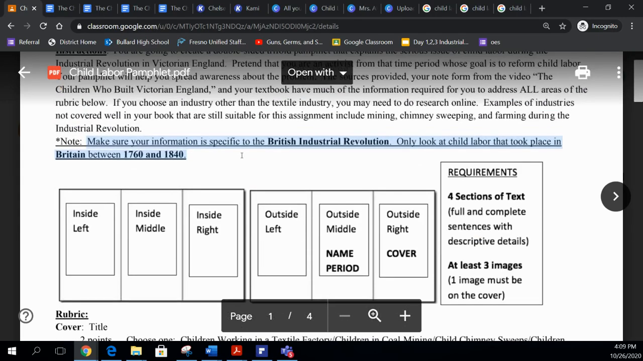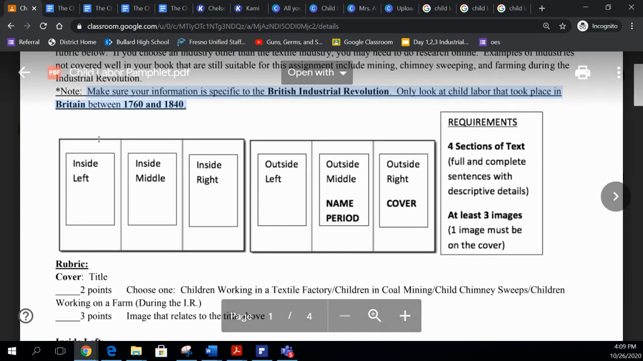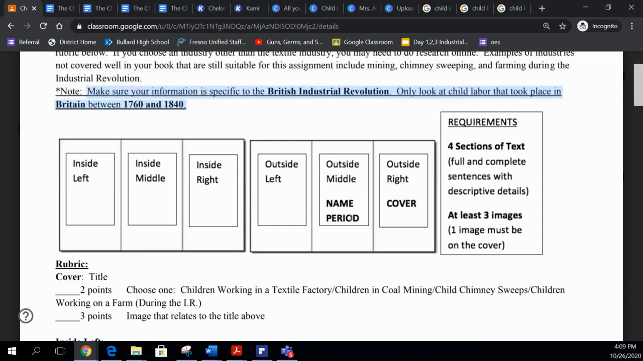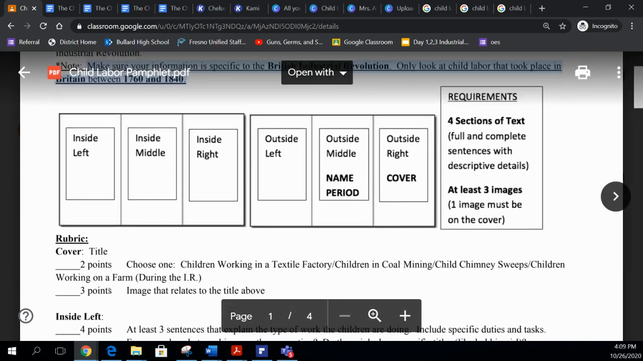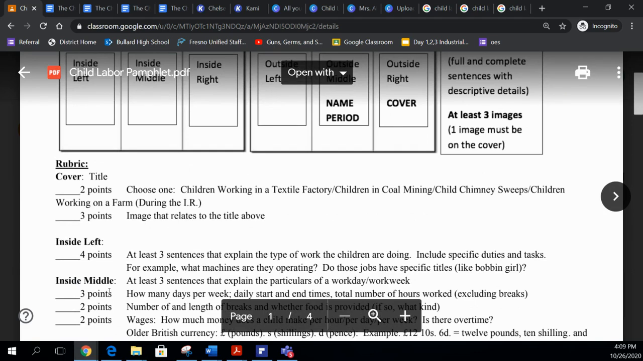All right, so we're going to go over specifics. This is the breakdown of our pamphlet. The pamphlet is basically a piece of paper, and on one side of the paper is the outside, and the other side is the inside. So your cover, so just putting a title on it, whether it's children working in the textile factory, children working in coal mining, child chimney sweeps, children working on the farm during the Industrial Revolution, it doesn't matter.